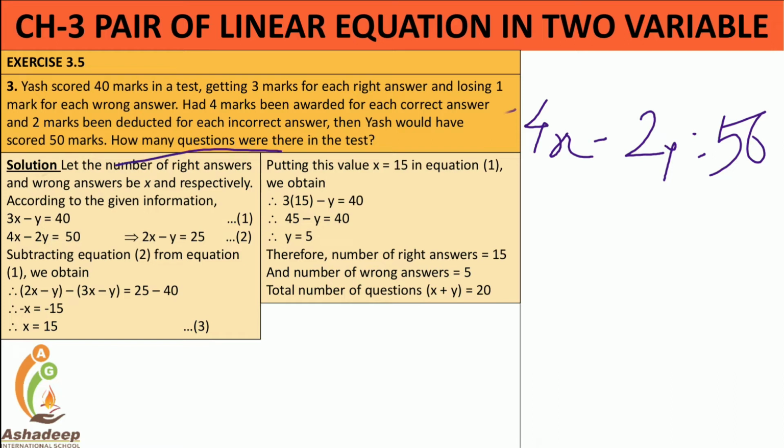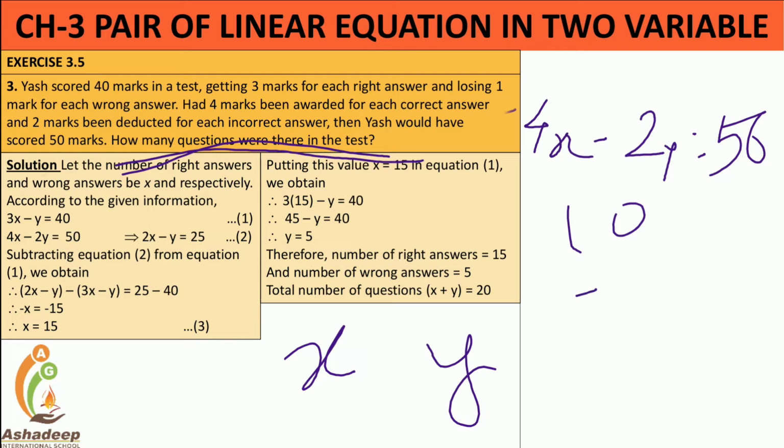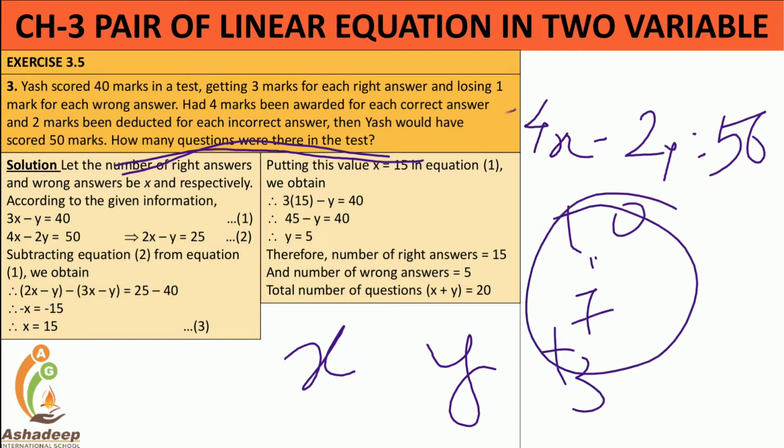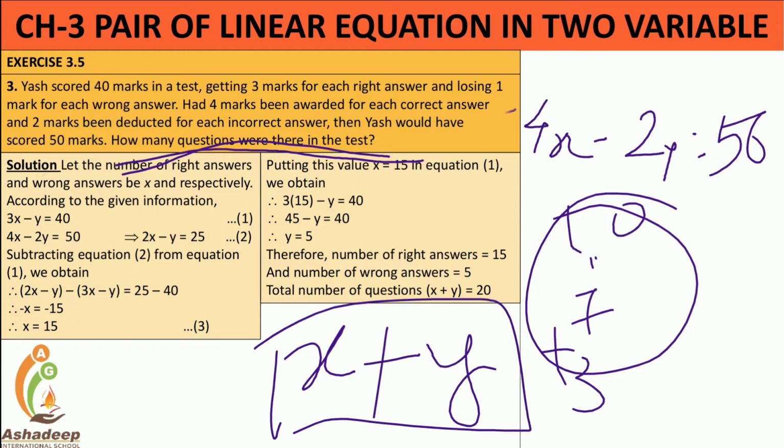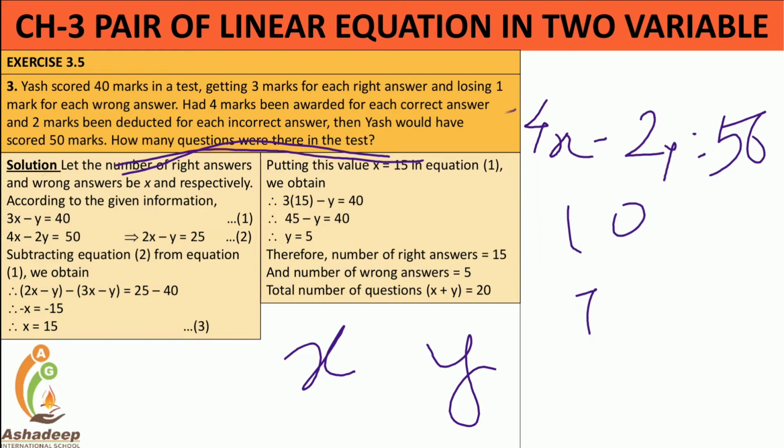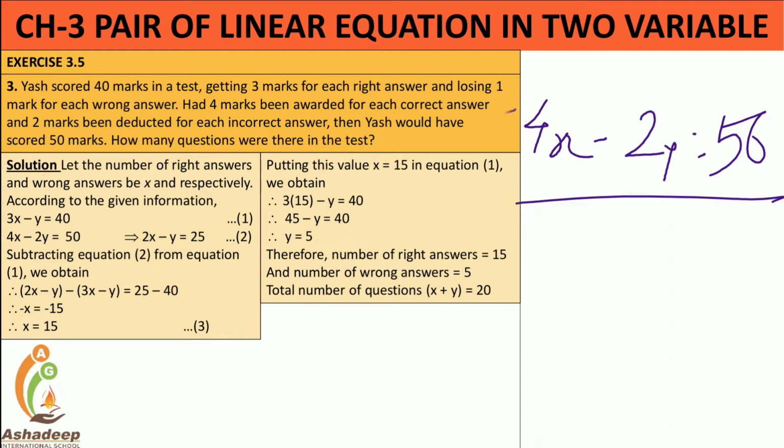Now how many questions were there in the test? Total he gives x correct and y incorrect. Like in the earlier case, he gave 7 correct and 3 incorrect, so the total will be the answer. So we need to find exactly x plus y. That thing you need to keep in mind. This is our equation number 2.